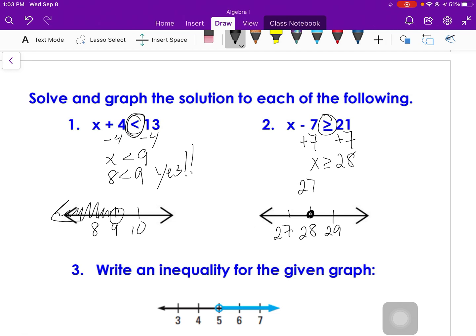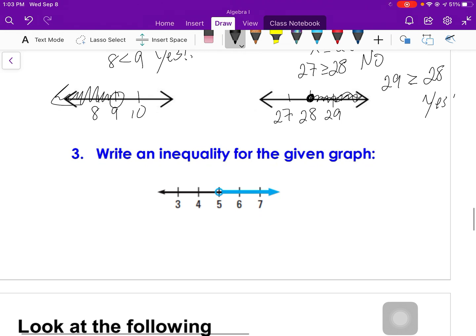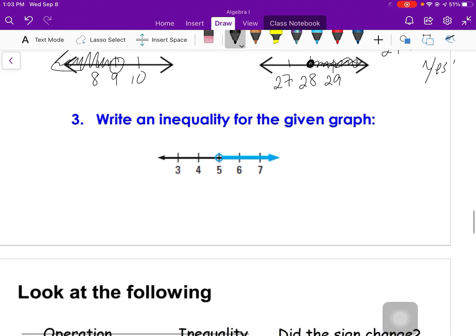I'll try 27. Is that bigger than 28? No. So I'll try 29. Is that bigger than 28? Yes. So I'll shade towards 29. I always thought of it as the alligator. The mouth of the alligator, the mouth of the dinosaur, has to be opening up to the bigger value.